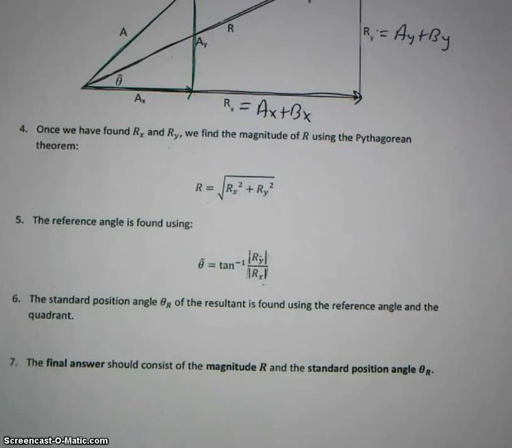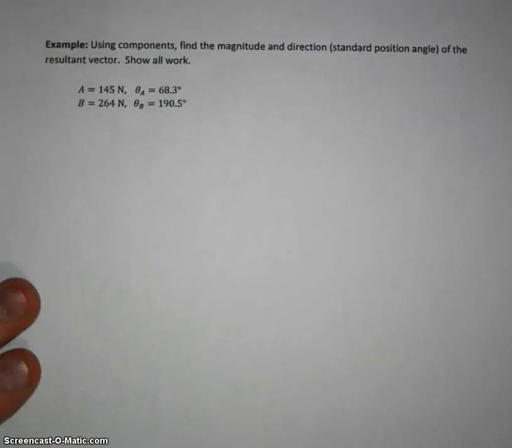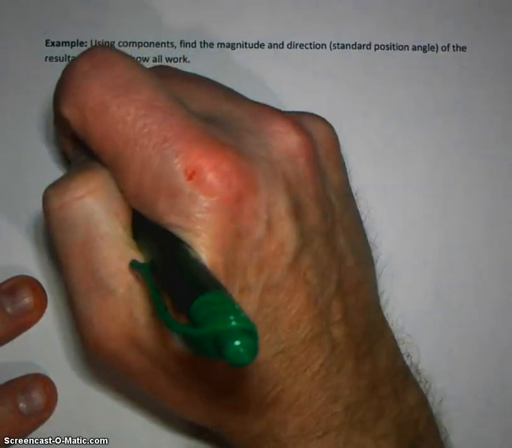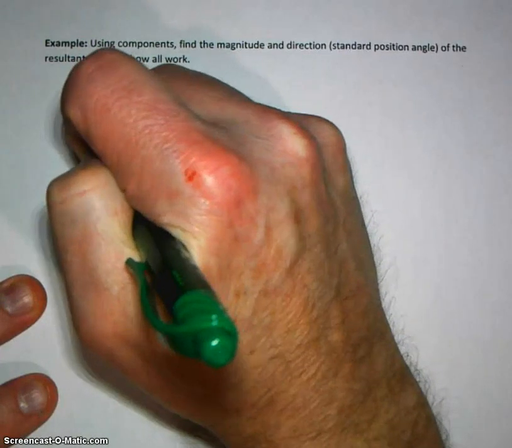All right, sounds like a lot, and it's kind of time consuming, but it's not awful, as I think you'll see here in a minute through this example. Okay, it says, using components, find the magnitude and direction in standard position of the resultant vector. Show all your work.